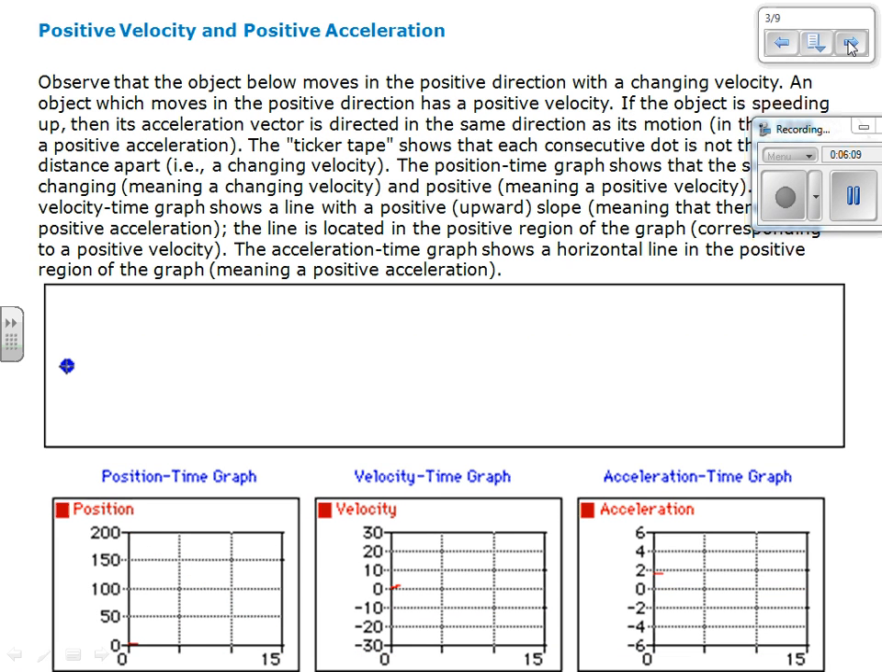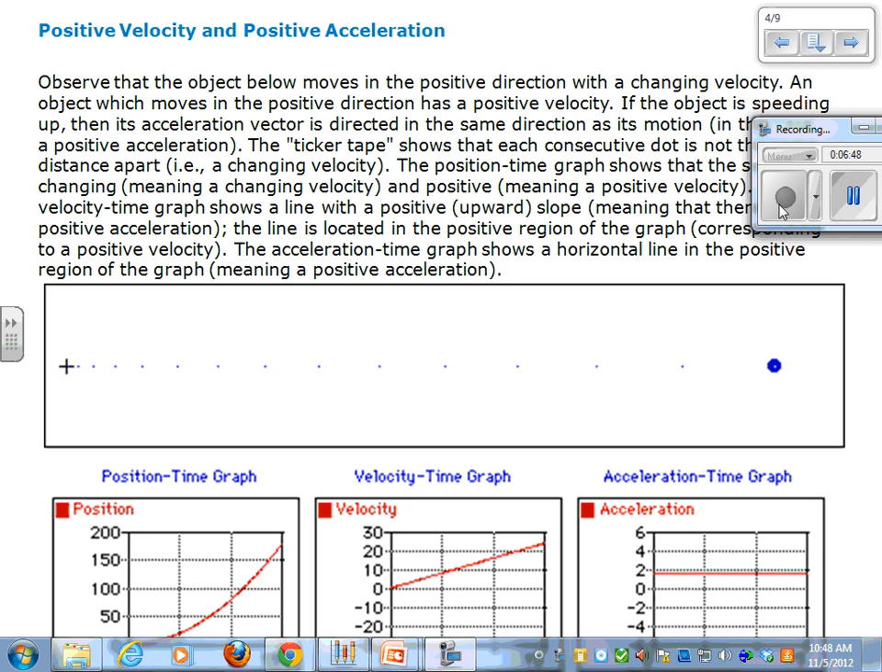Positive velocity, positive acceleration. There's that little blue dot, speeding up to the right. Dots getting further and further apart. Position time graph is curved because it's speeding up, which means my velocity time graph has to be increasing because my slope is increasing. And now because I do have an acceleration, I have an acceleration time graph. It's still flat, but it has a value. In fact, its value is the slope of the velocity time graph.